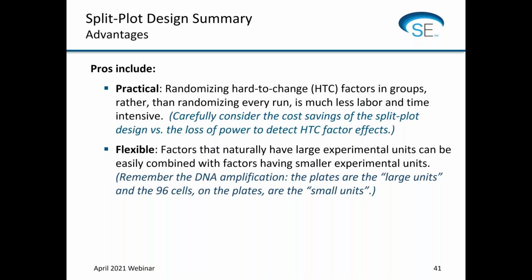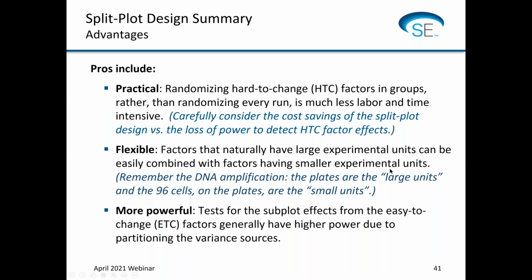And they have a lot of small units, the cells, 96 of them, or 384 or 1,500 and whatever units on each one of these large units. And a split plot gives me an easy way to combine those large units and small units, code for that in the analysis. And they're more powerful tests for the subplot effects. Well, I guess I mentioned that up here.